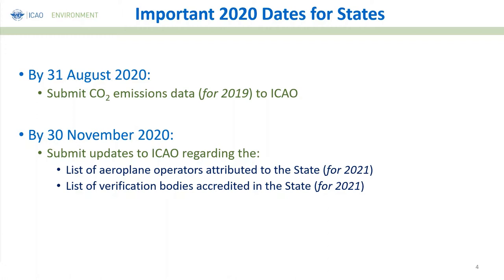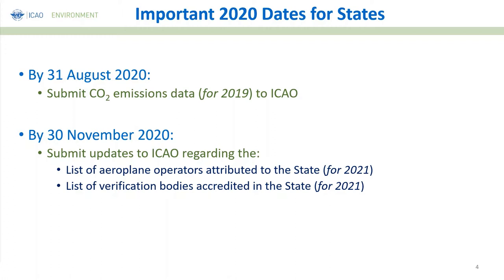2020. Furthermore, states shall also submit in 2020 the list of aeroplane operators attributed to the state for 2021, and also the list of verification bodies accredited in the state for 2021. The submission deadline for both the aeroplane operators and verification bodies lists is the 30th of November 2020. As explained earlier, you will notice that the CO2 emissions reporting is regarding the 2019 emissions, while the aeroplane operators and verification bodies information is for 2021. CCR is to facilitate the reporting from states to ICAO on the aggregate CO2 emissions information by state pair, as well as the list of aeroplane operators and verification bodies, as you've seen in the CCR navigation panel.